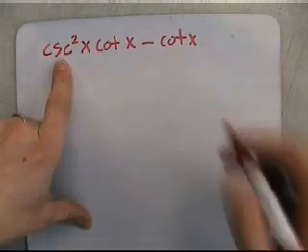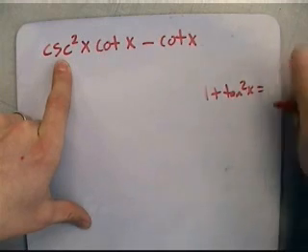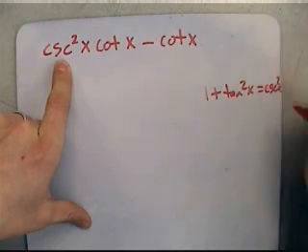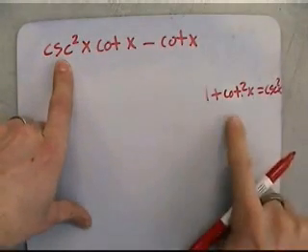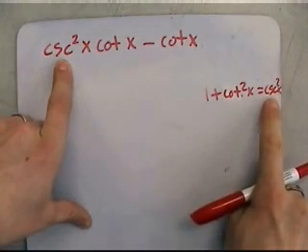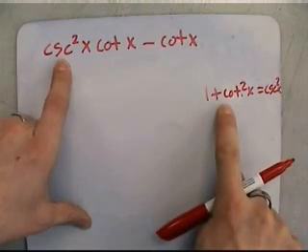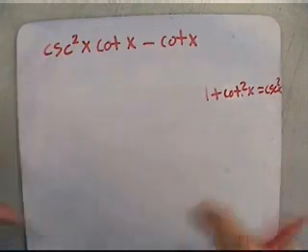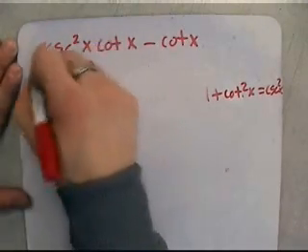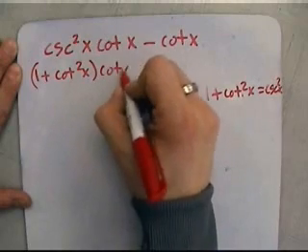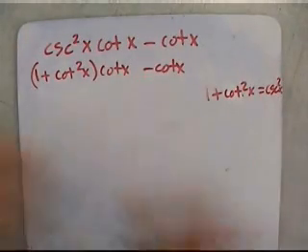What's our identity? It's 1 plus cotangent squared of x equals cosecant squared. Sorry, I messed that up at first. Now, as I look at this, cosecant squared equals 1 plus cotangent squared. So I could put a 1 plus cotangent squared right at the beginning. I could say this is 1 plus cotangent squared of x multiplied by cotangent of x minus cotangent of x. Okay, everybody see that? Now they're all the same at least.